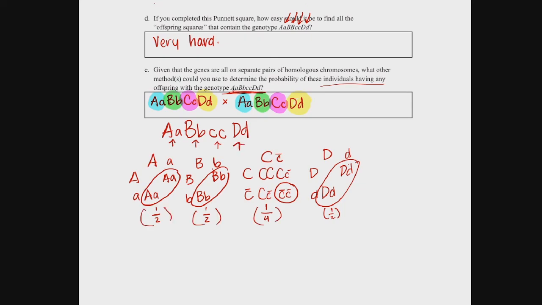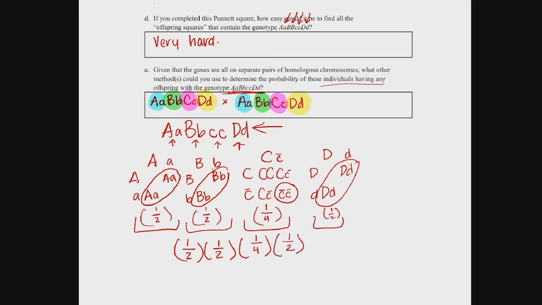So to get the probability of having this specific genotype, we multiply the probability of finding each individual one by each other. So 1/2 × 1/2 × 1/4 × 1/2. And that gives us 1/32.